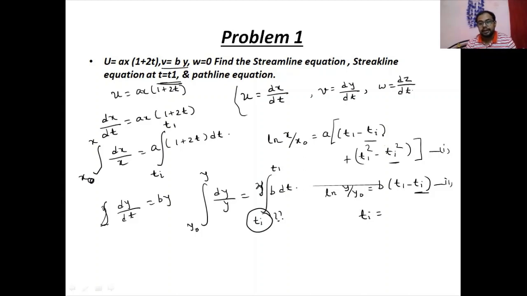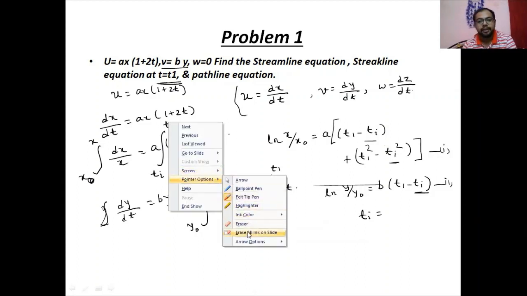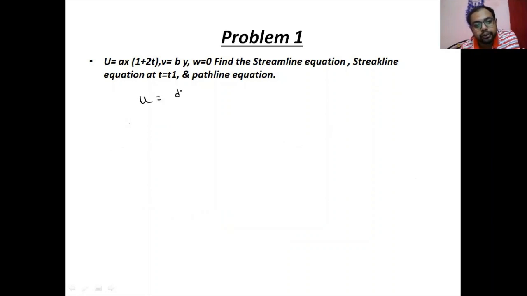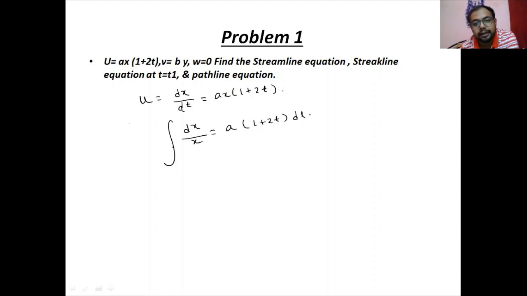Now the Pathline equation we are getting. The Pathline equation and Streakline are done in a similar manner. Now the Pathline equation is the same way. u is equal to dx/dt is equal to ax into 1 plus 2t. Same manner, dx by x is a into 1 plus 2t dt. Here, integration. Pathline concept: the initial point, then the final. Because pathline is a Lagrangian concept, take some initial time and the final. Here the initial time is known, and tf is unknown.